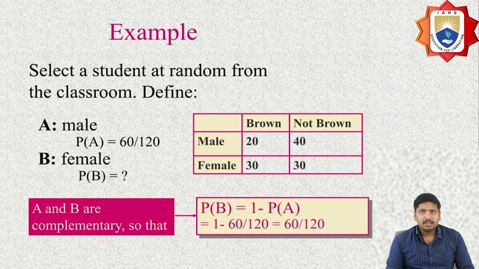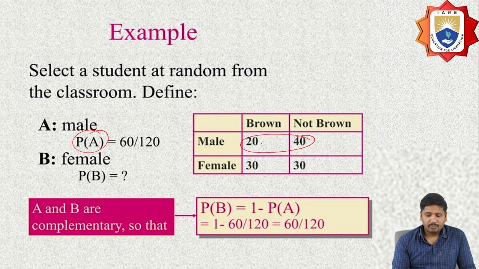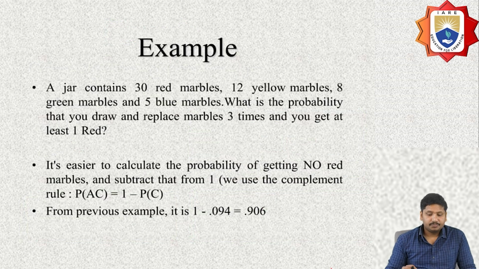For example, select a student at random from the classroom. So the probability of A is the number of people available: male 60, so 60 divided by 120. And the probability of female is 60 divided by 120. What is the probability of B? That should be 1 minus the probability of A, so 1 minus 60 by 120, which is equal to 60 by 120.